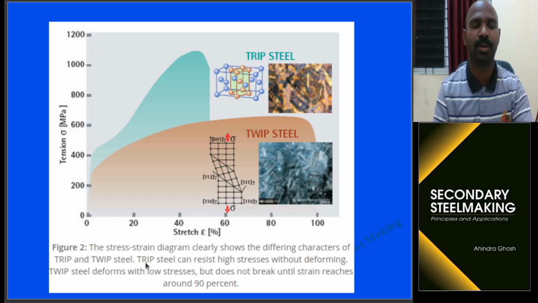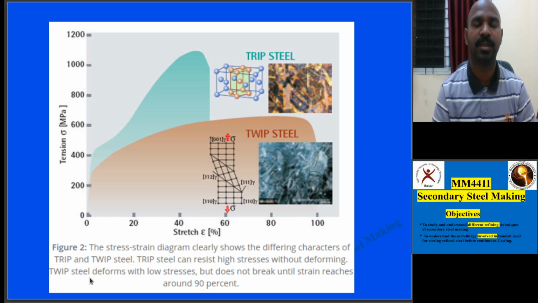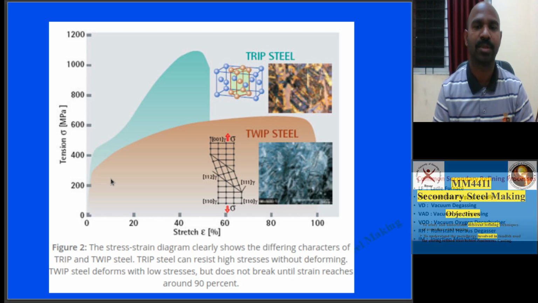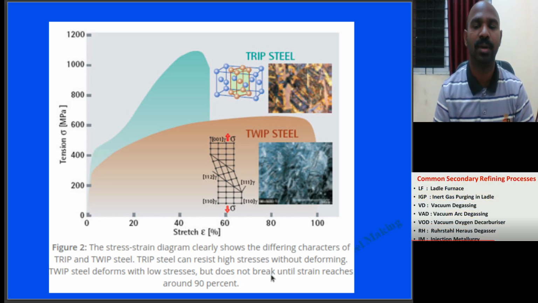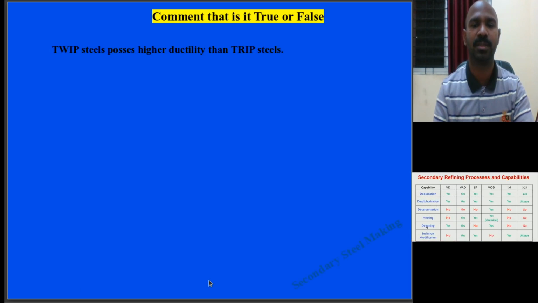Another important point is the TRIP steel has high resistance to deforming because of the high yield stress, whereas twin induced plasticity steel deforms even at low stress application, but with no breakage. It will not fracture until 90 percent. That is another distinguishable point.